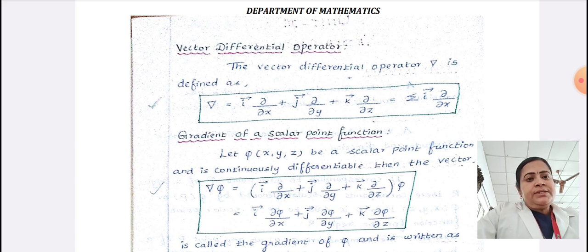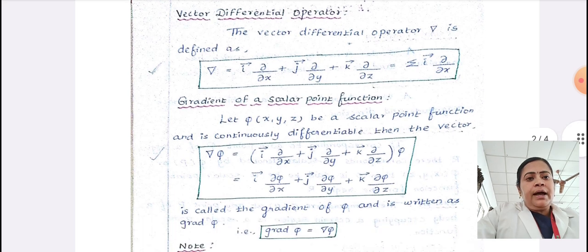Now the next definition is the gradient of a scalar point function. Suppose phi of x, y, z is a scalar point function which is continuously differentiable over the vector, then del phi is given by i into dou by dou x plus j into dou by dou y plus k into dou by dou z of phi.